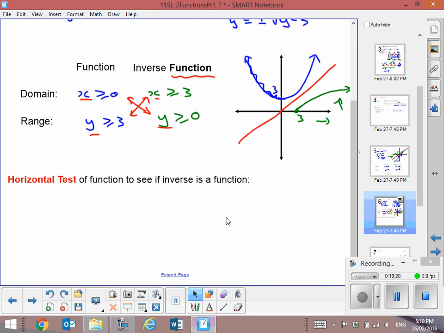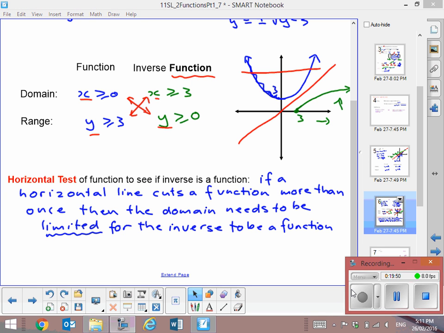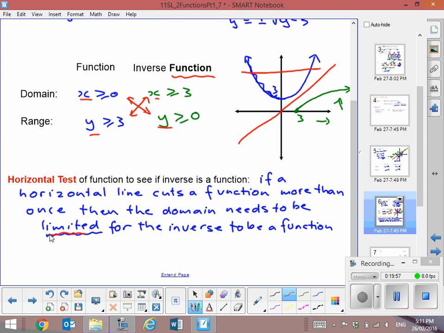So there's that little, what we call the horizontal line test of a function to see if the inverse is a function. So if the horizontal line cuts more than once, then we need to limit the domain for the inverse to be a function. So I've just written that out for you. If a horizontal line cuts a function more than once, then the domain needs to be limited for the inverse to be a function.